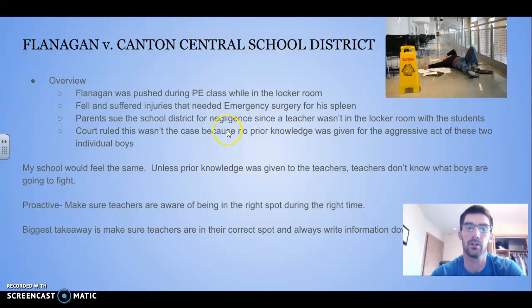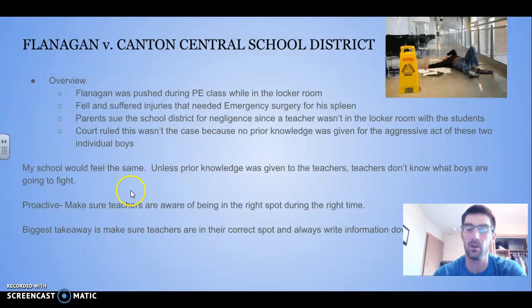Parents sued the school district for negligence since the teacher wasn't in the locker room with the students. Court ruled this wasn't the case because no prior knowledge was given for the aggressive acts of these two boys. What they were pretty much saying was the school wasn't aware of these two students being maybe in aggressive acts or not liking each other or having run-ins before this, so it wasn't the case.